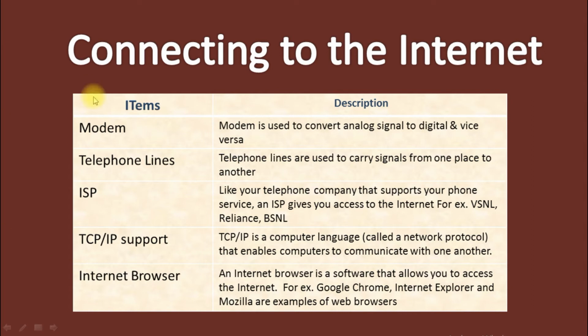The first thing you need is the modem. What is the full form of modem? It is modulator demodulator. Its purpose is to convert analog signals to digital, okay? Then comes your telephone lines. Telephone lines are used to carry signals from one place to another. The next requirement is ISP services. You take ISP services from BSNL or Reliance. Like your telephone company supplies your phone service, an ISP also gives access to the internet.